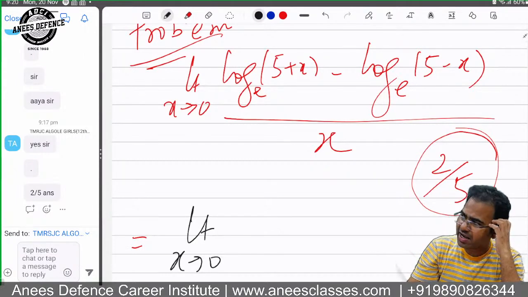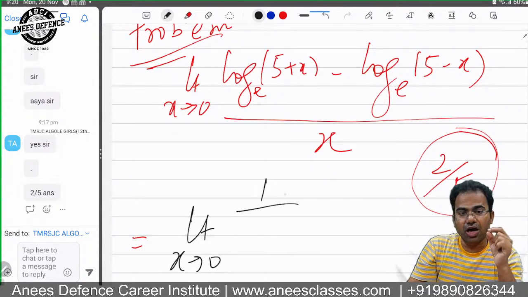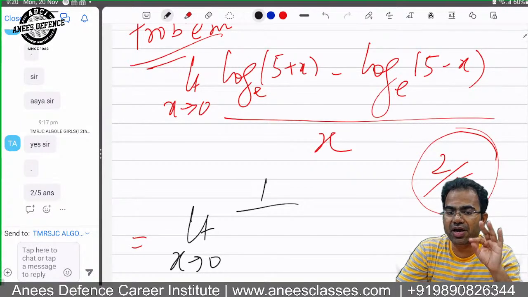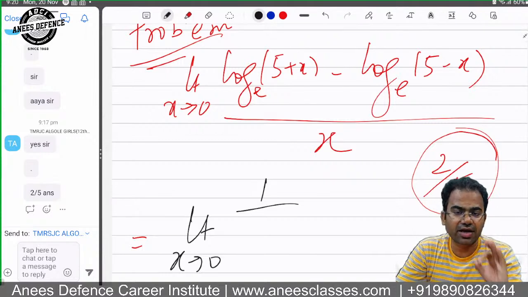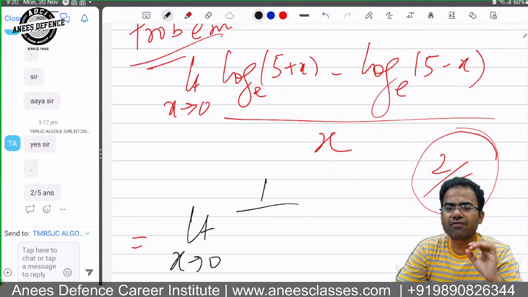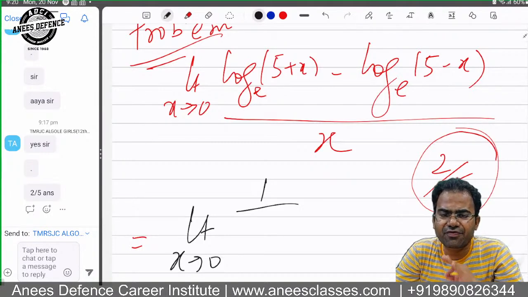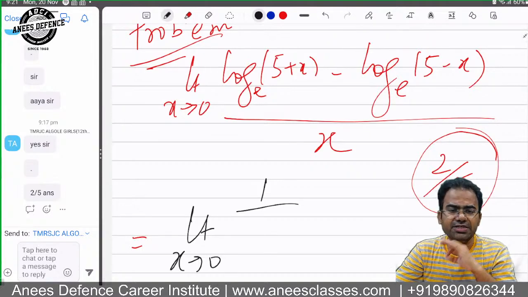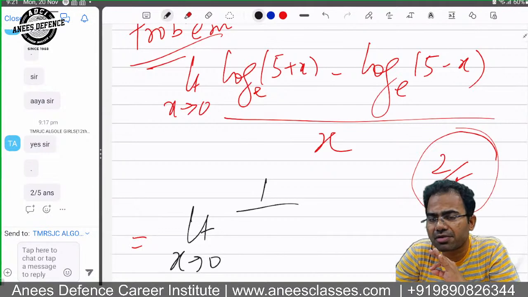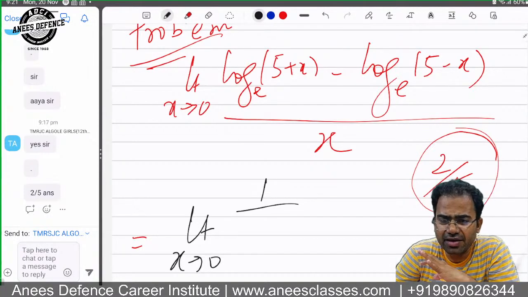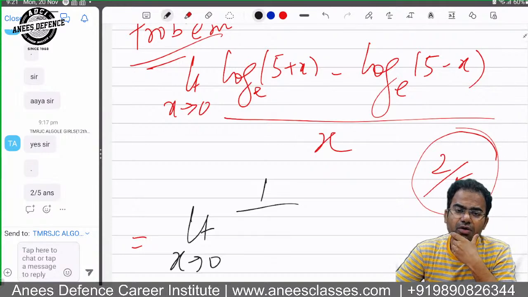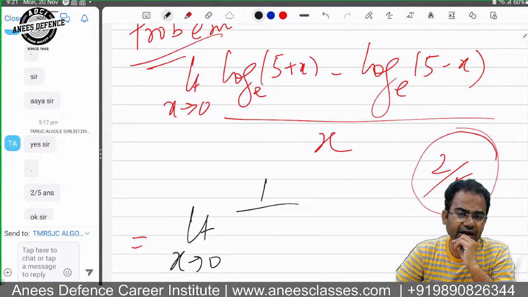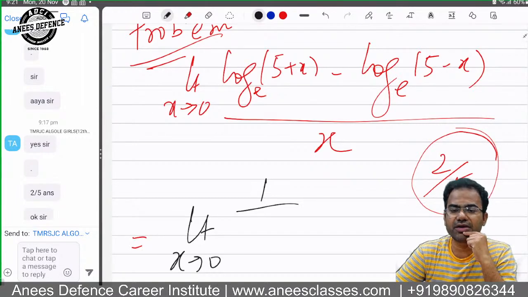So differentiation of log x with the base e. Now one more thing I'm telling you. When you write 1 upon x as the differentiation of log x, that means the base should be e. If the base is not e, you cannot write the differentiation as 1 upon x. When the base is other than e, first of all you have to convert the base, that means change of base. Then we will implement differentiation.